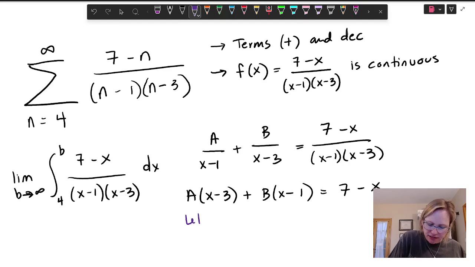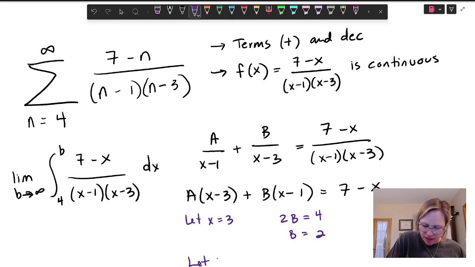And if we let x equal 3, then we get 2B equals 7 minus 3, which is 4. So we get B equals 2. And then if we let x equal 1, then we get −2A equals 8. 7 minus 1 equals 6. So we get A equals −3.